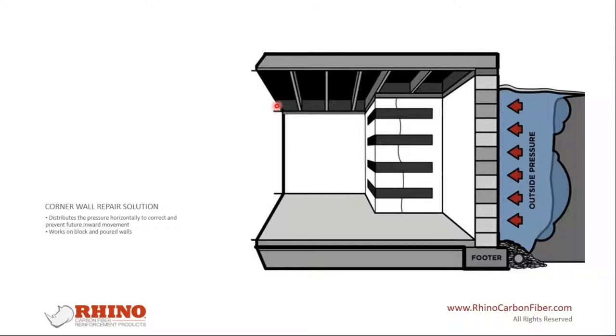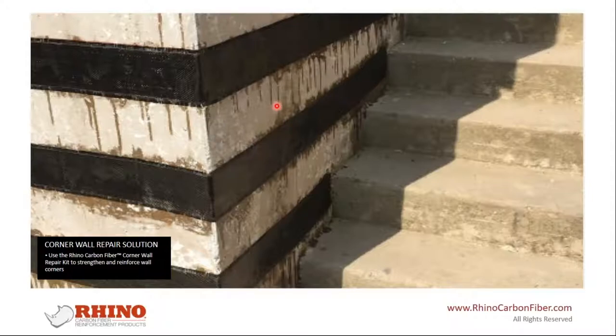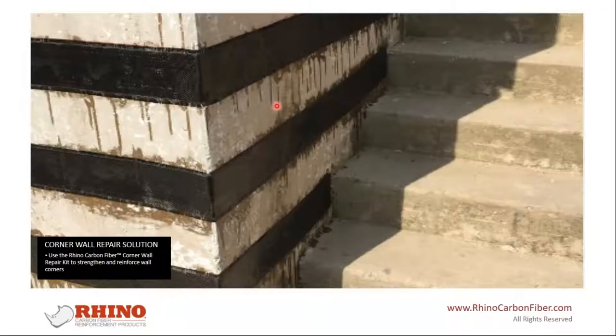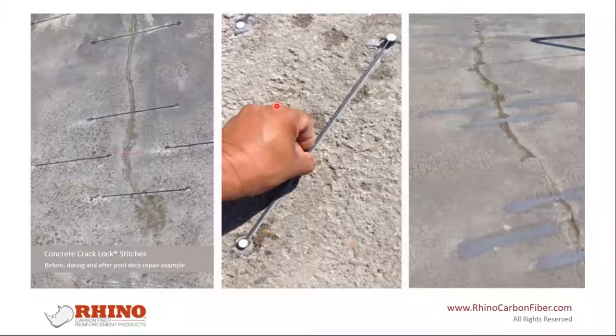So this is the corner repair solution we have, and you can apply this kind of horizontal strap for any kind of implant deflection, such as the vertical crack due to uneven settlement. This is just the picture of the exterior corner repair, and this is the concrete crack lock we have.